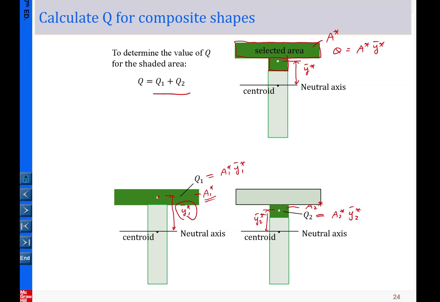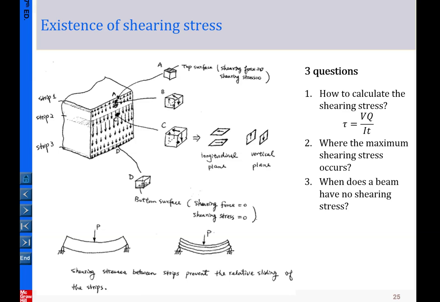On the other side, you have another option to choose the shaded area. Again, this is the level you are interested in, so why not pick the lower portion as the shaded area to determine the Q. And then the Q determined by the second option will be the same value as we determined from the upper option here. Okay, so keep these things in mind.